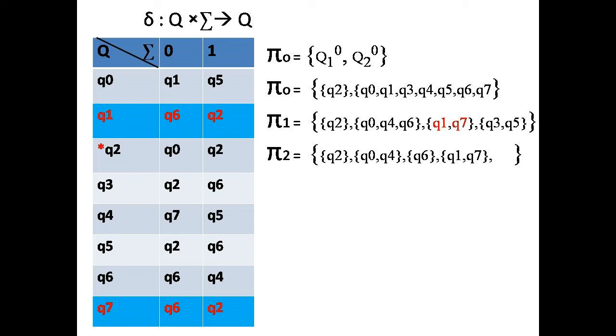The next set we compare in pi 1 equivalence is Q1 and Q7. Q1 and Q7 on 0 input symbol have entries Q6, Q6. Q6 is in the same set in pi 1 equivalence, and Q1 and Q7 on 1 input symbol have entries Q2, Q2. Q2, Q2 entries are in the same set in pi 1 equivalence. Therefore, Q1 and Q7 are also pi 2 equivalent.